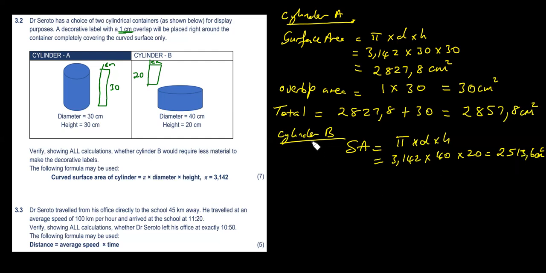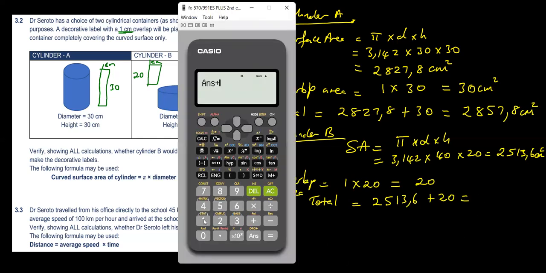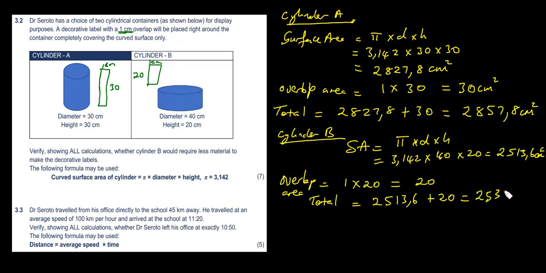But now, what is the overlap? The overlap is going to be 1 times the 20, so the overlap area is going to be 20. Then the total here is going to be 2,513.6 plus 20, which is going to give us 2,533.6 centimeter squared. That's what we get there.